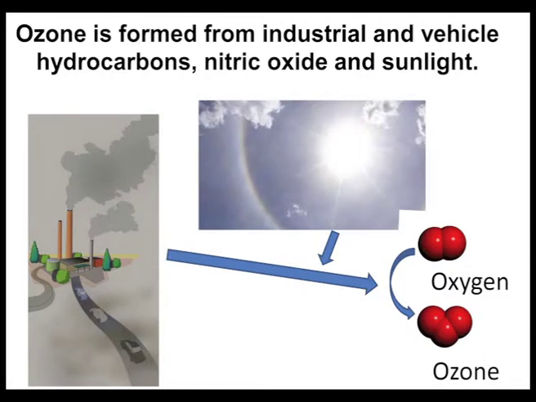Ozone air pollution is formed from oxygen when emissions from cars and industrial processes are acted upon by sunlight. This ozone at ground level can cause negative public health effects.